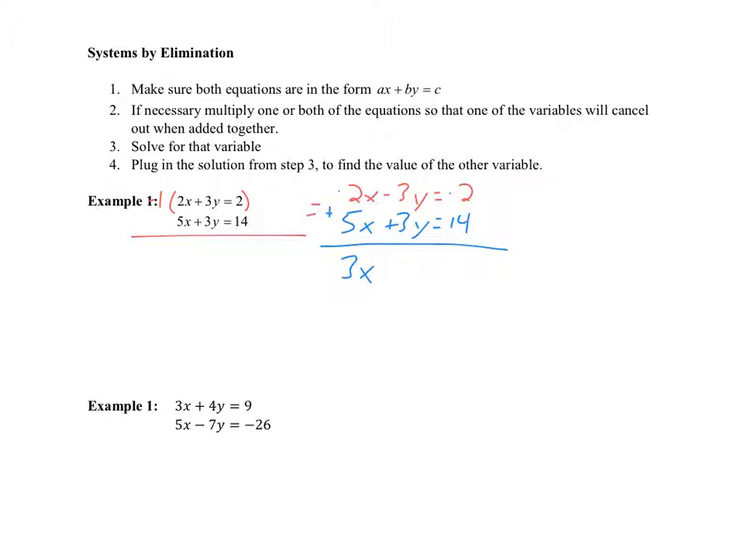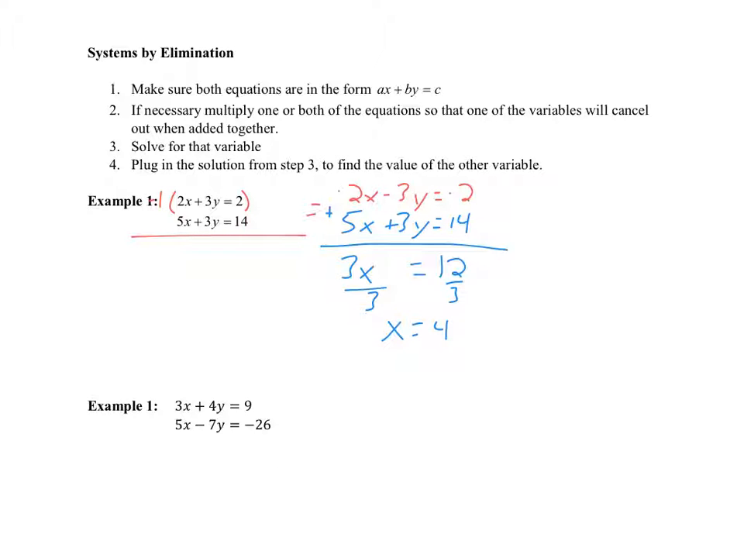Hey, look at that. I now only have one variable. That's the goal here. -2 plus 14 makes 12. So when 3x equals 12, we can divide by 3. I typically don't write that, but I have the room. So we get x equals 4. Now, we've got to be careful because this is a system, and a system has an x and a y, and right now we only have the x.